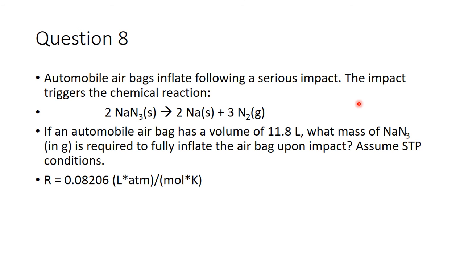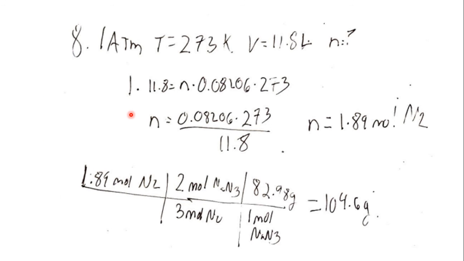If this bag has a volume of 11.8 liters, how much sodium azide, or NaN3, in grams is required to fully inflate this bag upon impact? And let's say we're at STP conditions. STP means temperature is 273 K and pressure is 1 atmosphere. So we're good with our gas constant. So we see 1 atmosphere, temperature is 273, volume is 11.8 L.